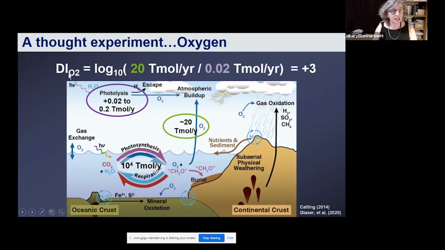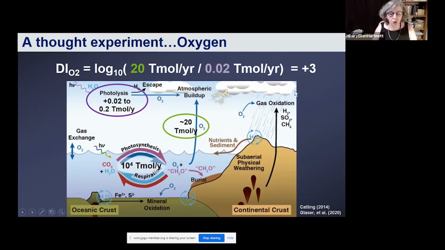And you can calculate the detectability index for oxygen. The biological production is 20. The geochemical production is 0.2. And this calculation yields an index of +3. So it's a large positive number. And this makes sense for Earth. We know that the oxygen is overwhelmingly produced by biology.